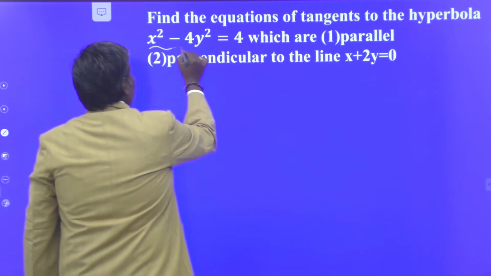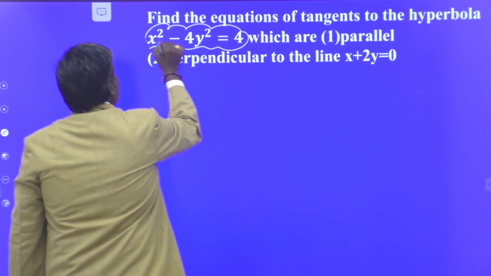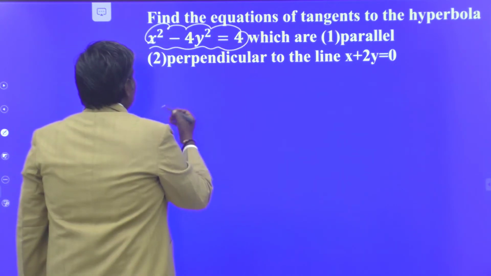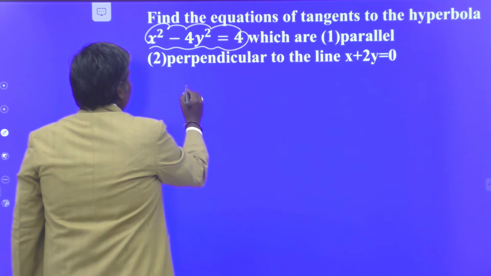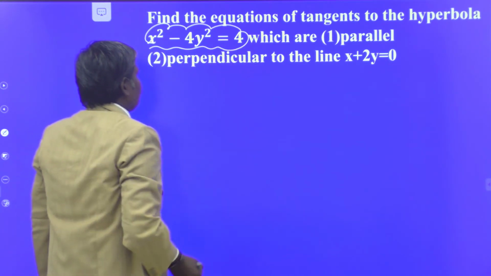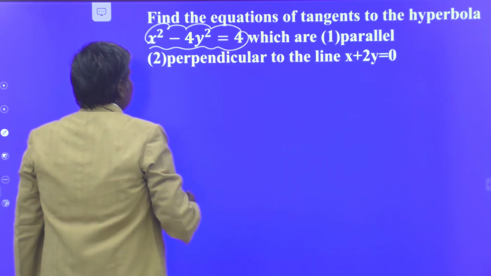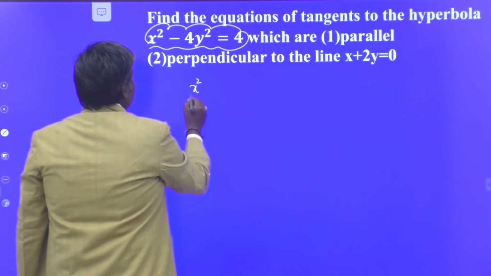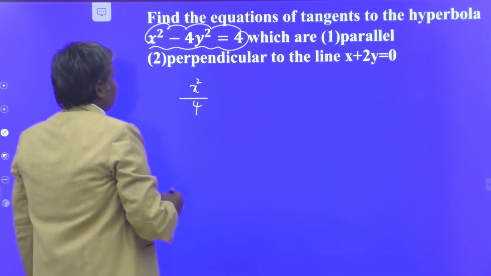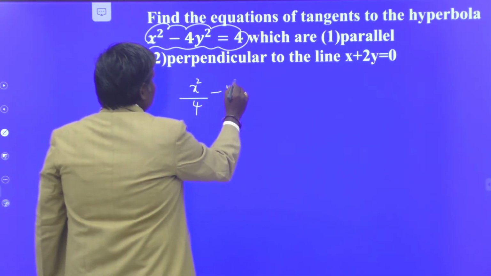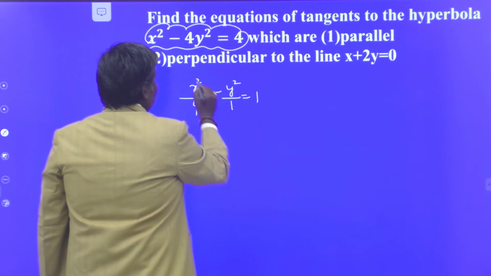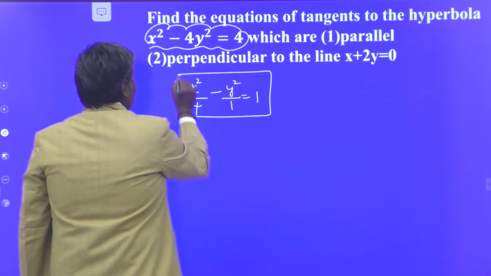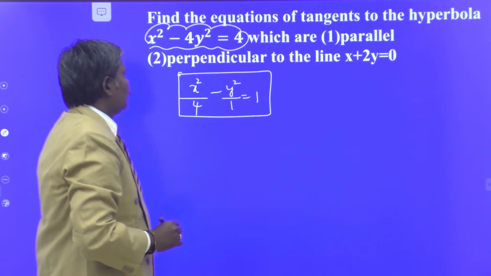So first of all, we write this equation in the standard form. What is the equation of hyperbola here? x square minus 4y square equal to 4. Dividing on both sides by 4, we get the equation in the standard form, that is x square by 4 minus y square by 1 is equal to 1. This is your hyperbola in the standard form.